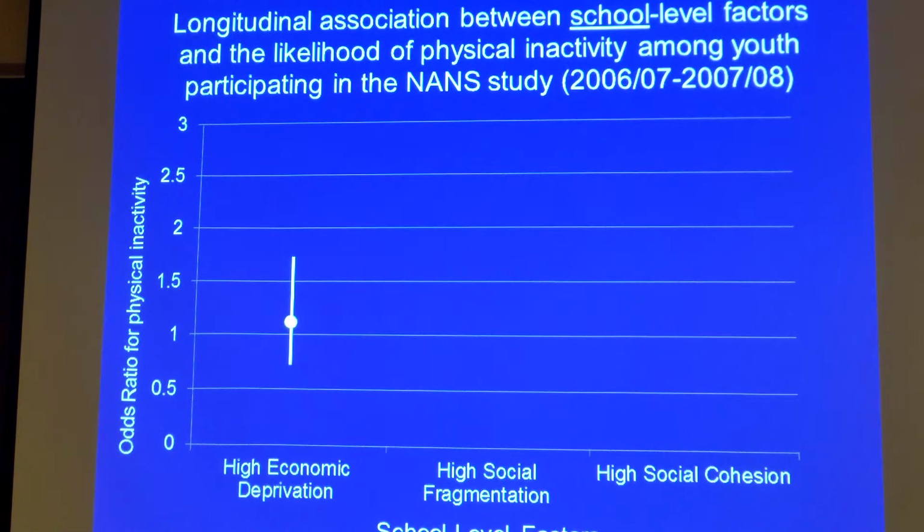In terms of longitudinal analysis, so those likely of becoming physically inactive, those students attending high economically deprived schools and those attending high socially cohesive schools, there was no significant association, no significant difference. However, those attending high socially fragmented schools were just over 1.6 times more likely to become physically inactive at follow-up.